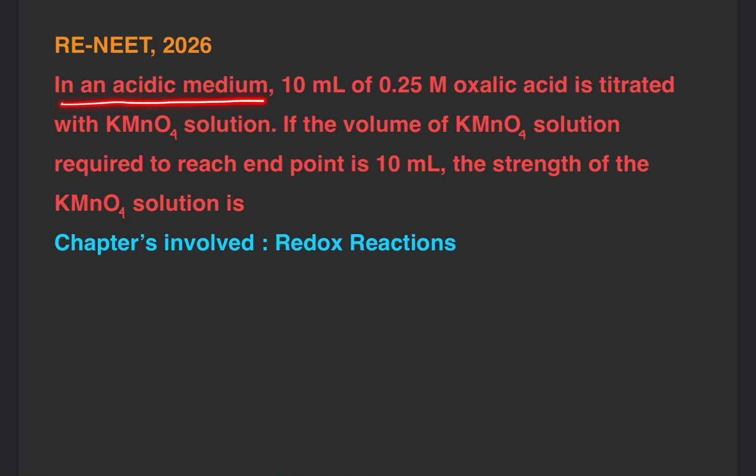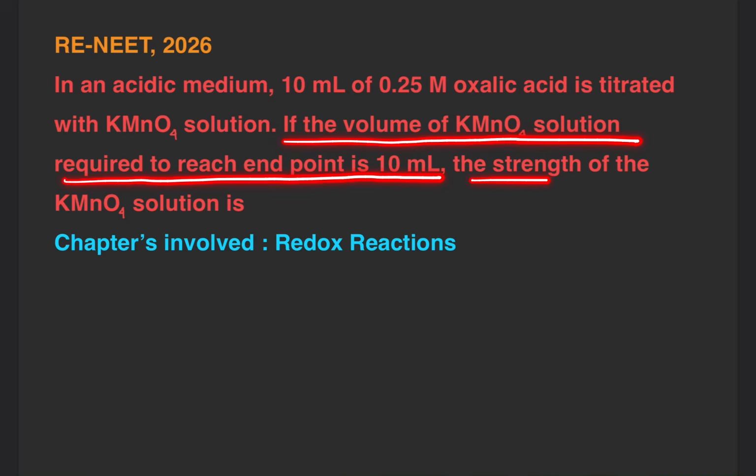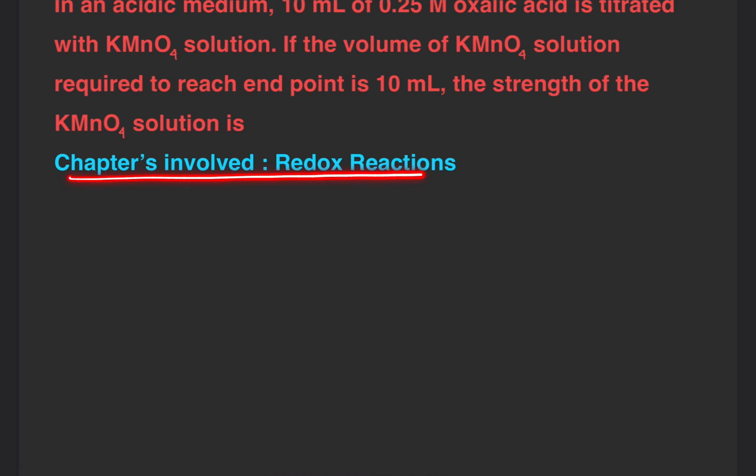This is a question from RE-NEET 2026. In an acidic medium, 10 ml of 0.25 M oxalic acid is titrated with KMnO4 solution. If the volume of KMnO4 solution required to reach the endpoint is 10 ml, the strength of the KMnO4 solution is... So the chapter involved is redox reactions.